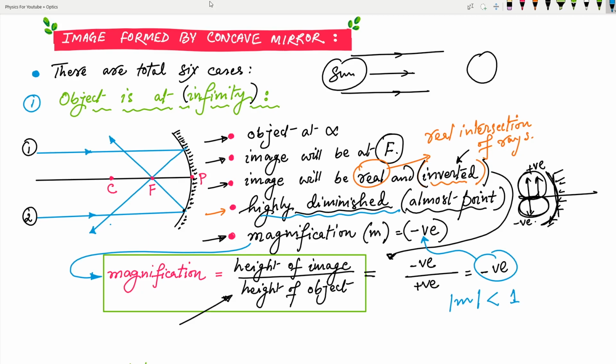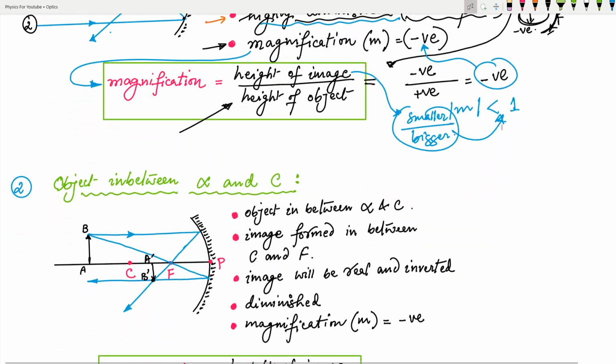Why? Because height of image, let me explain it. Height of image is smaller, and height of object is bigger, and we know smaller divided by bigger is always less than 1. So the mod of m will be less than 1. You need to remember all these 5 points for all the cases. So our case 1 is done. Now let's move into our case number 2.